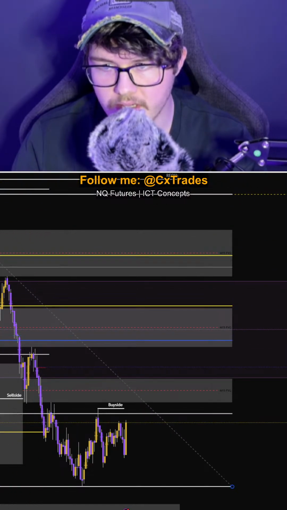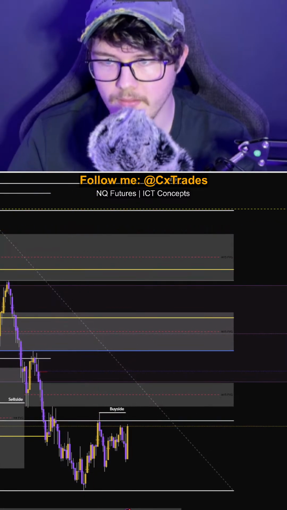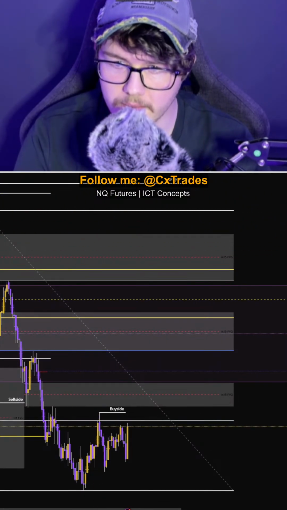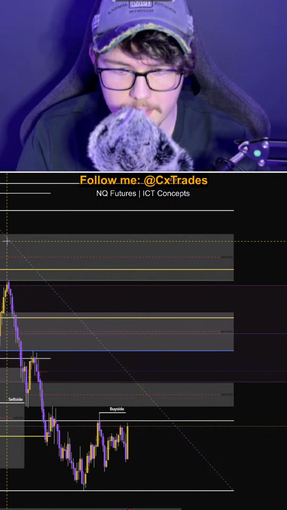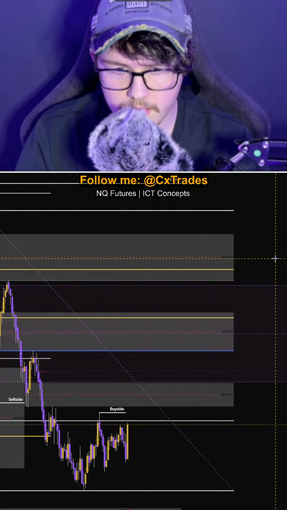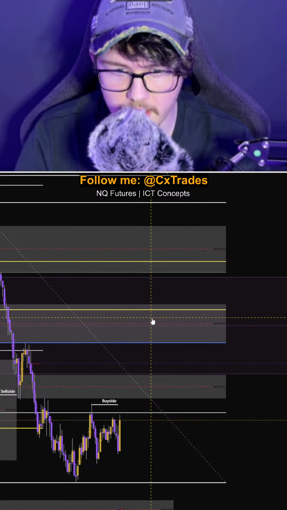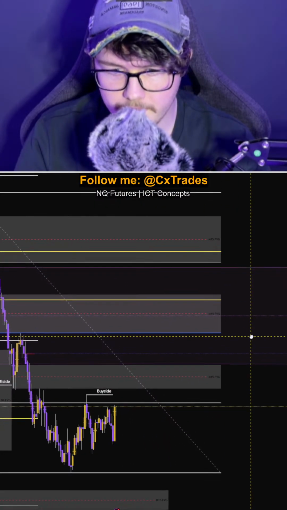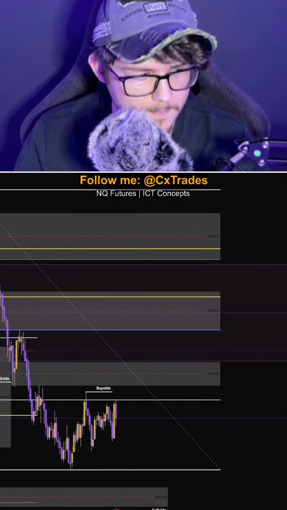So the range actually starts from here rather than up here. This is the start of the impulse move, and also the last leg that didn't balance 50%. So it also sits us quite nicely with this 15-minute here. Okay, so here's market open.